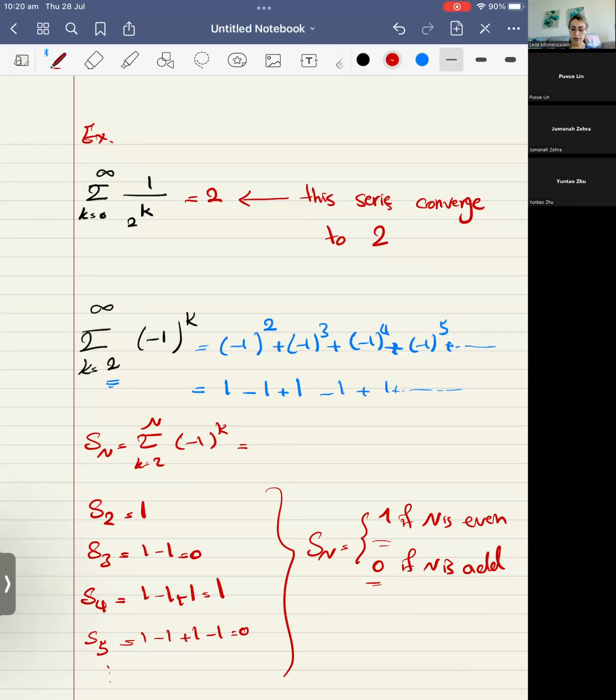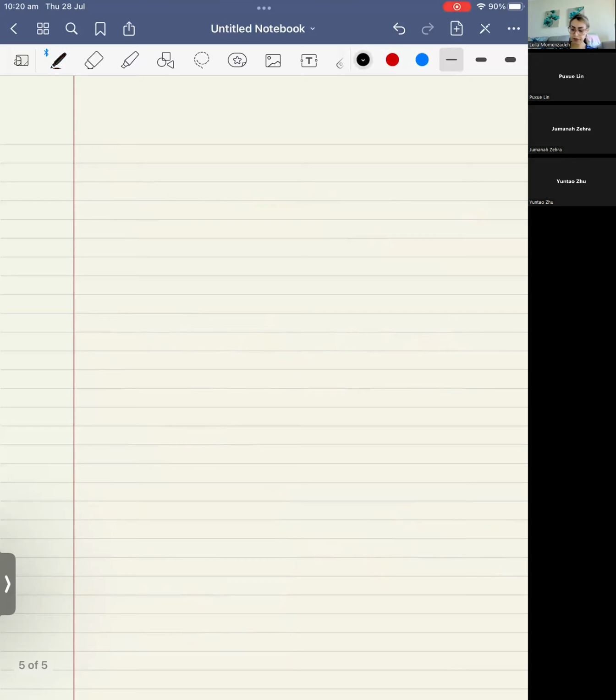And the other example, for example, this one. What about this series? Summation k equals 1 to infinity, that is 1 plus 2 plus 3 plus 4. Does this series diverge or converge? What do you think?